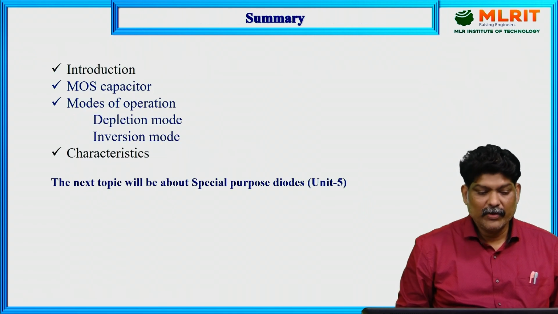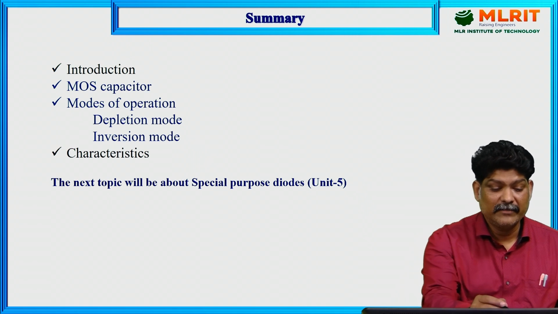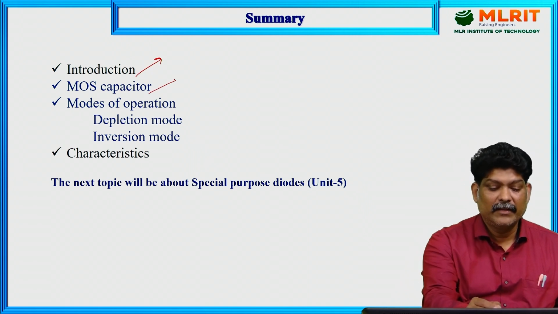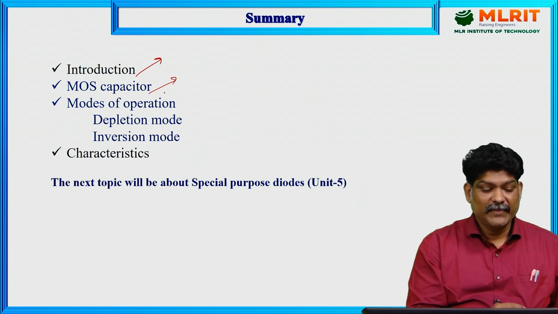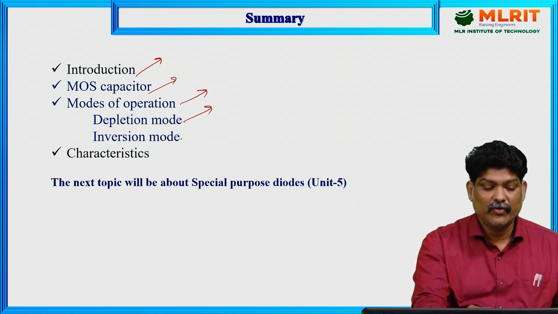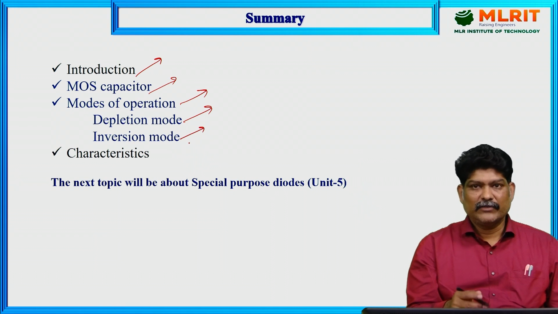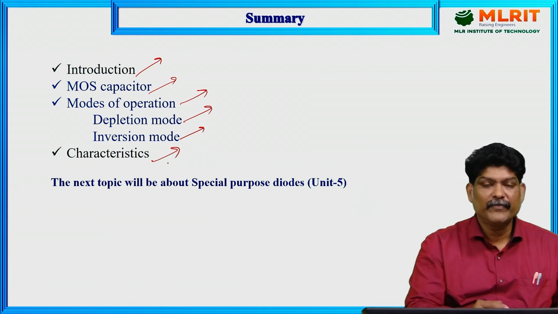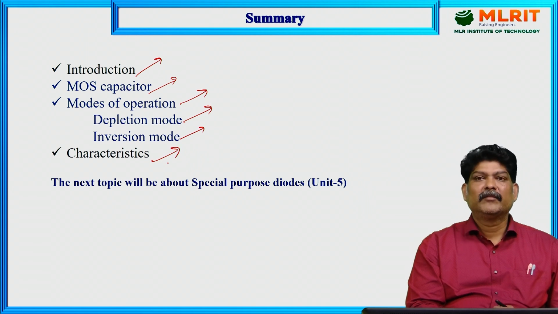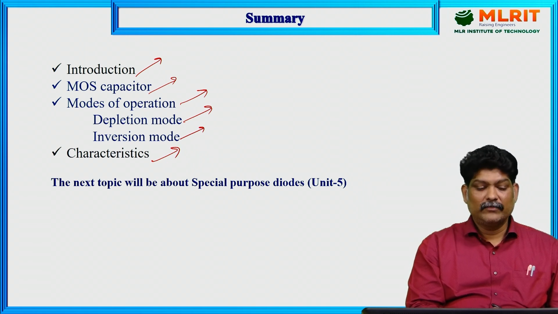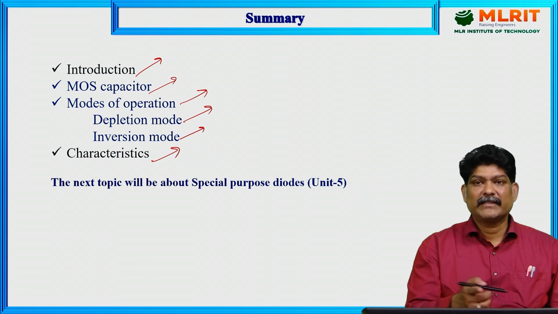So today we have started with an introduction to the MOS capacitor and its basic structure, and the modes of operation, particularly depletion mode and inversion mode, as well as strong inversion mode. And we have discussed the CV curve, that is the capacitance versus gate voltage curve, and how the capacitance changes with the gate voltage.